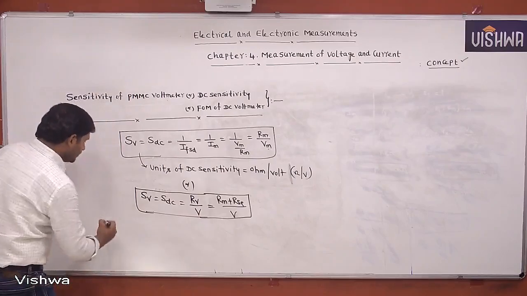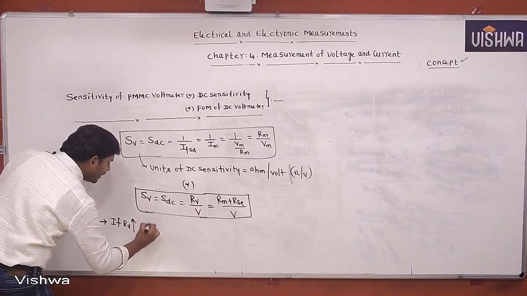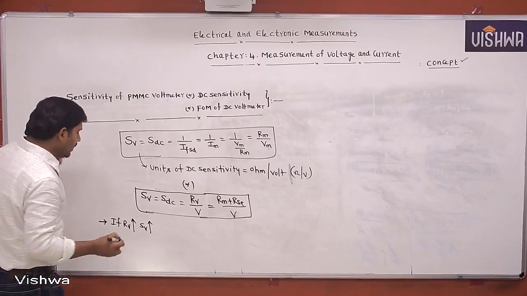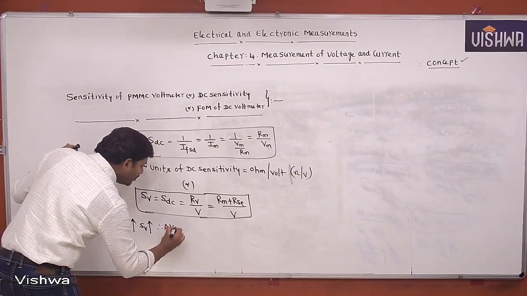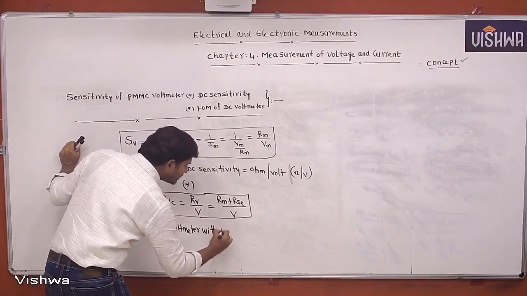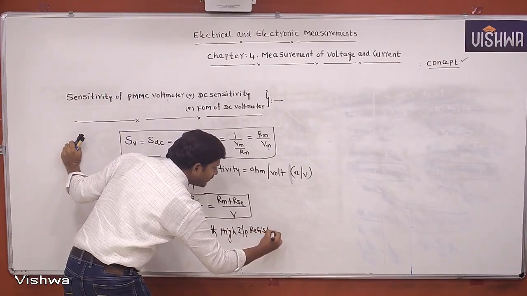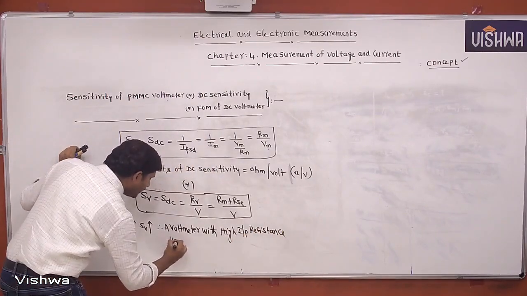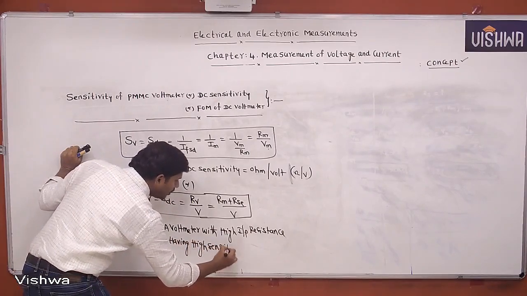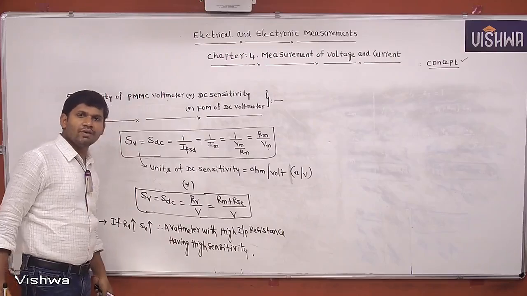One observation here. If RV increases, the sensitivity increases. Therefore, a voltmeter with high input resistance has high sensitivity. Not only PMMC, this is applicable for any voltmeter. A voltmeter with high input resistance has high sensitivity.